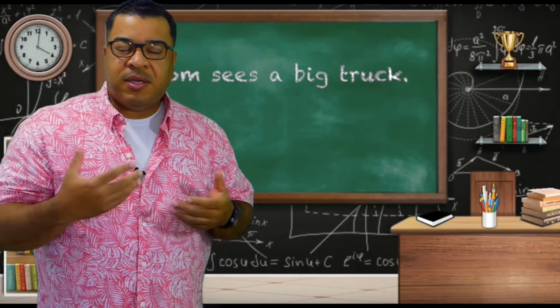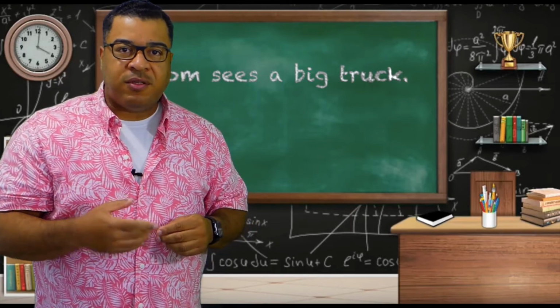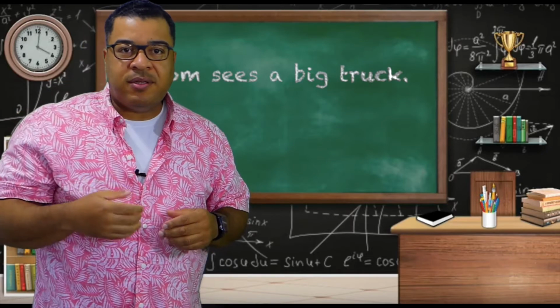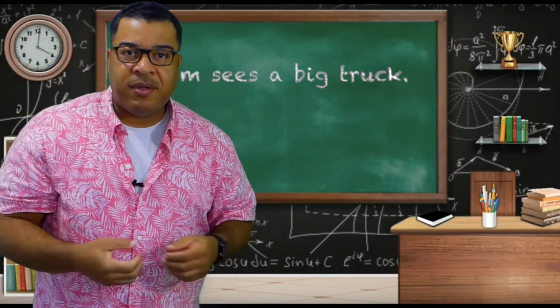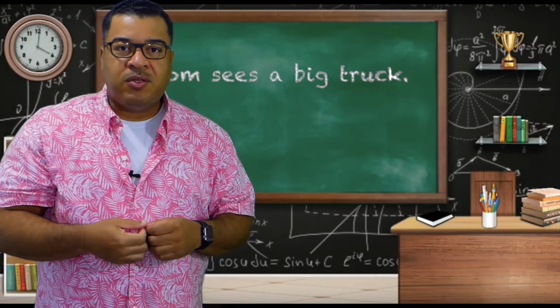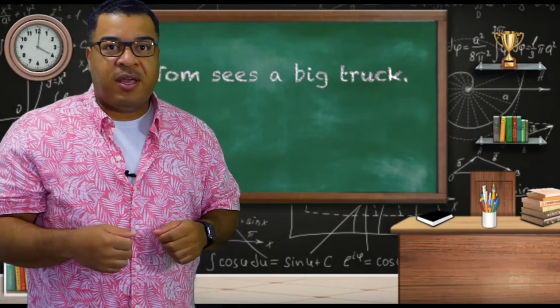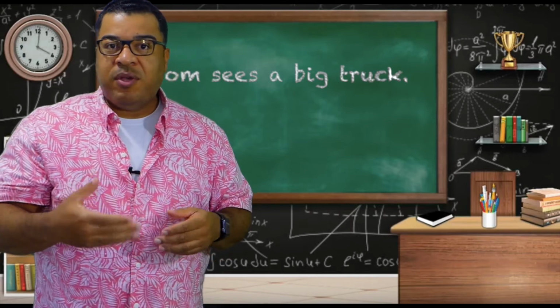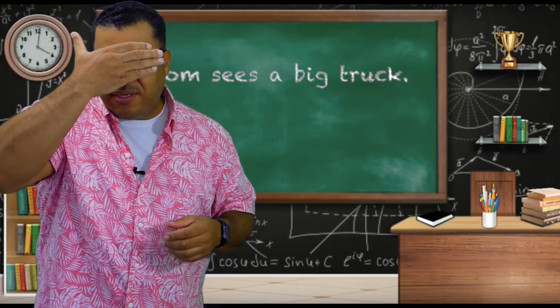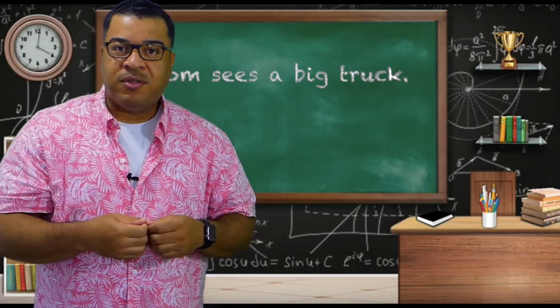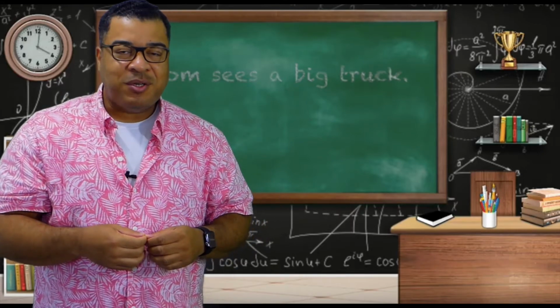One way to understand adjectives a little bit better, imagine if you close your eyes, you have to describe something to someone. So a big truck, a small truck, a red truck, a fast truck. So if a person cannot see, you have to describe a noun to the person and give them more information.